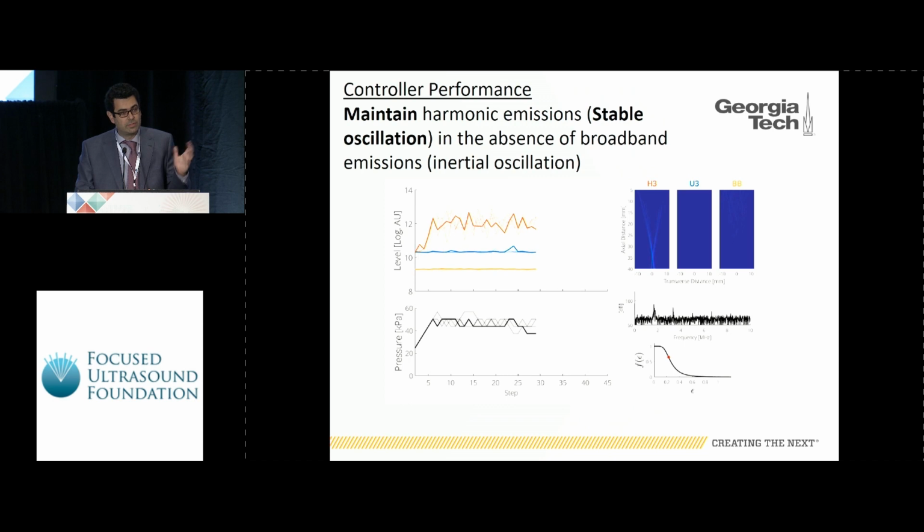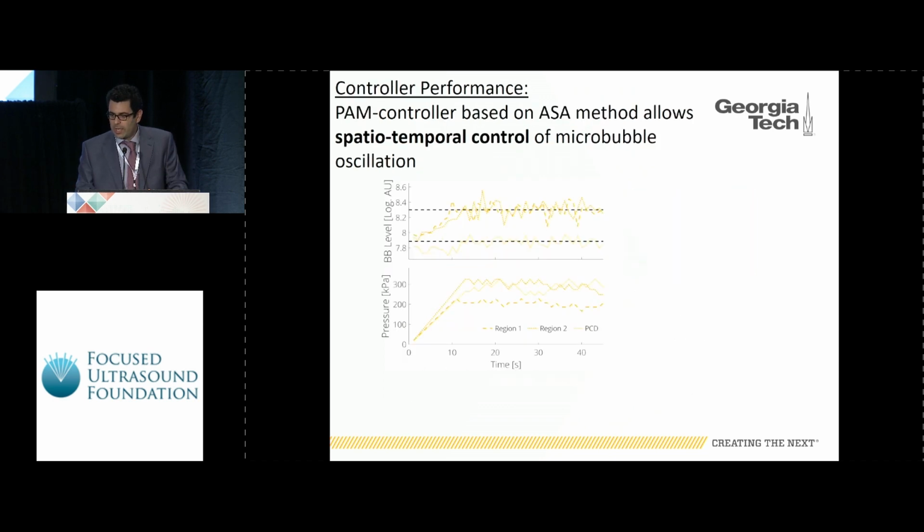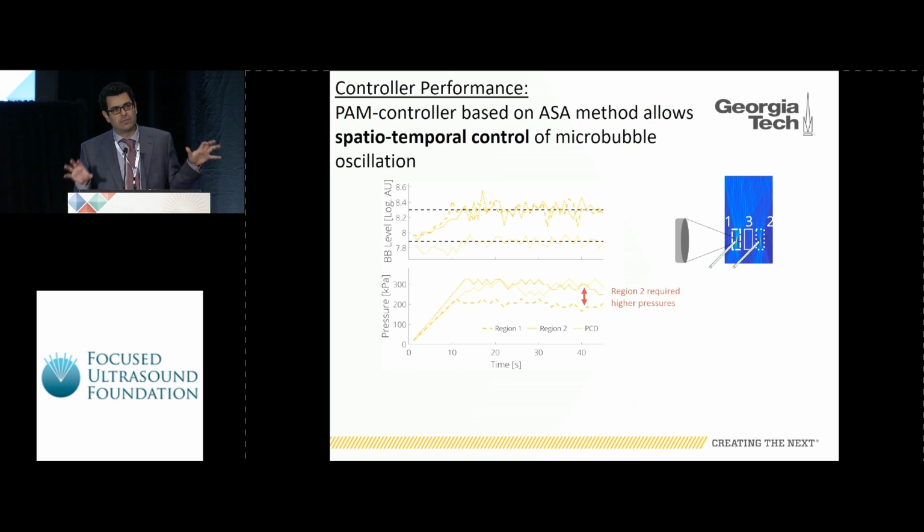Having demonstrated that we are able to control the cavitation type in real time using passive acoustic mapping, we then move to ask the second question: if we have cavitation occurring at the same time in two different locations, can we select the region of interest and control the cavitation only in that region of interest?